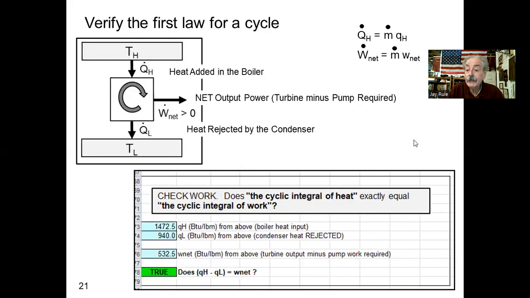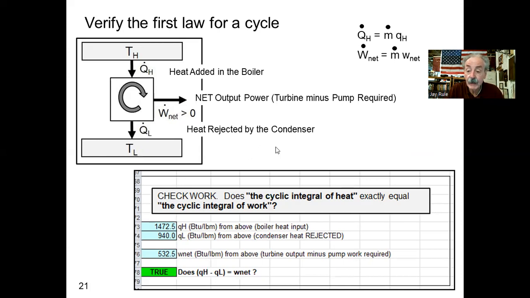Now, this enables us to verify the first law. It enables us to numerically check our work. I have to tell you that not only as a student, but even as a practicing engineer, I make mistakes from time to time. Sure, I make mistakes just like everybody makes mistakes. And so I use the first law for a cycle to check my work, and you can too.